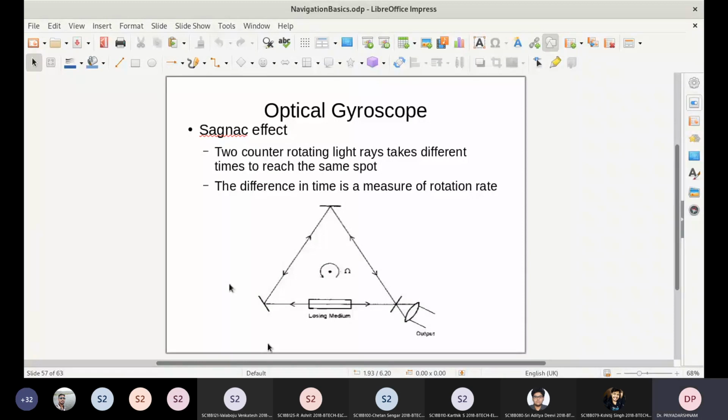If this part is clear, then you will understand that if one of the rays takes longer, then when you receive it at a particular location, in this particular case, the same location.